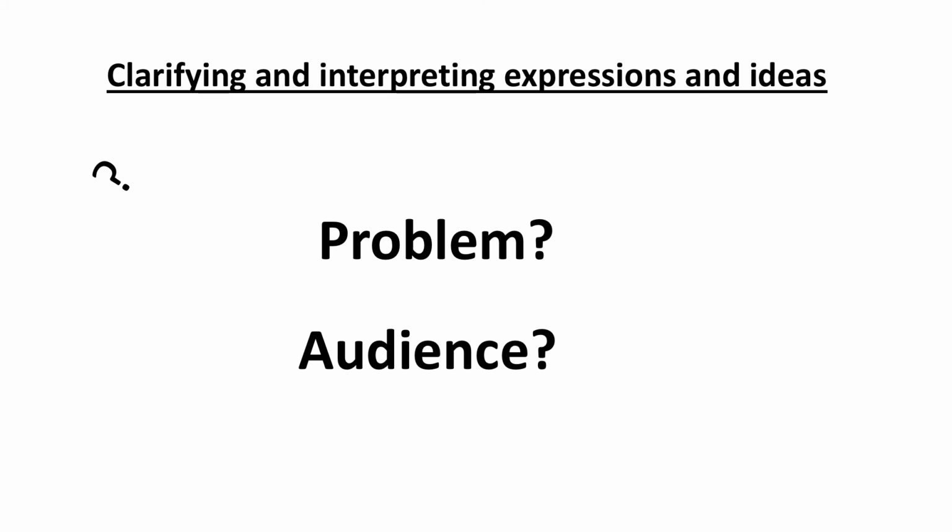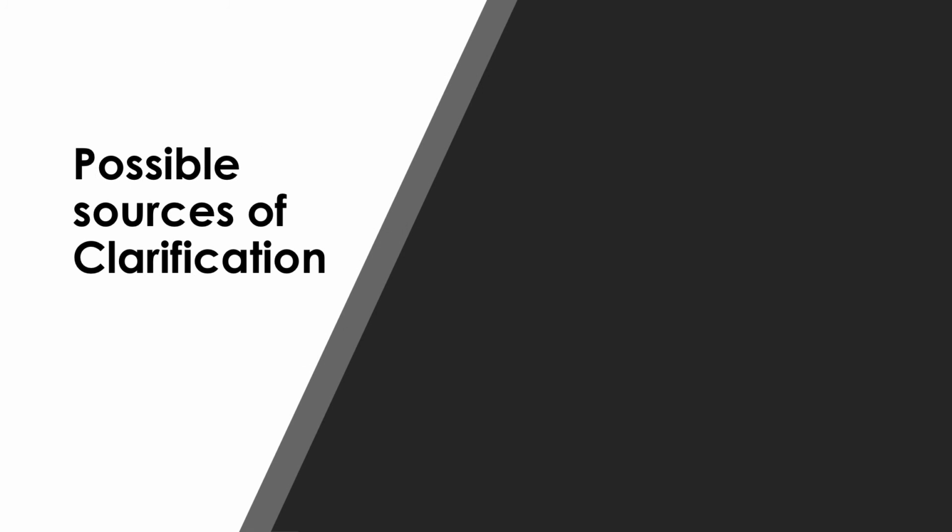So, hello guys. Now move on to the last part of the presentation. After my mates have just presented the whole lesson, now I'm going to briefly sum up all the points quickly. In order to clarify and interpret expressions and ideas, we must know two things. The first one is the problem, what we want to clarify, and the second one is the audience, who we want to ask or who we want to help us in clarifying. There are 2 points to help you clarify ideas skillfully. The first point is that we must know the possible sources of clarification.